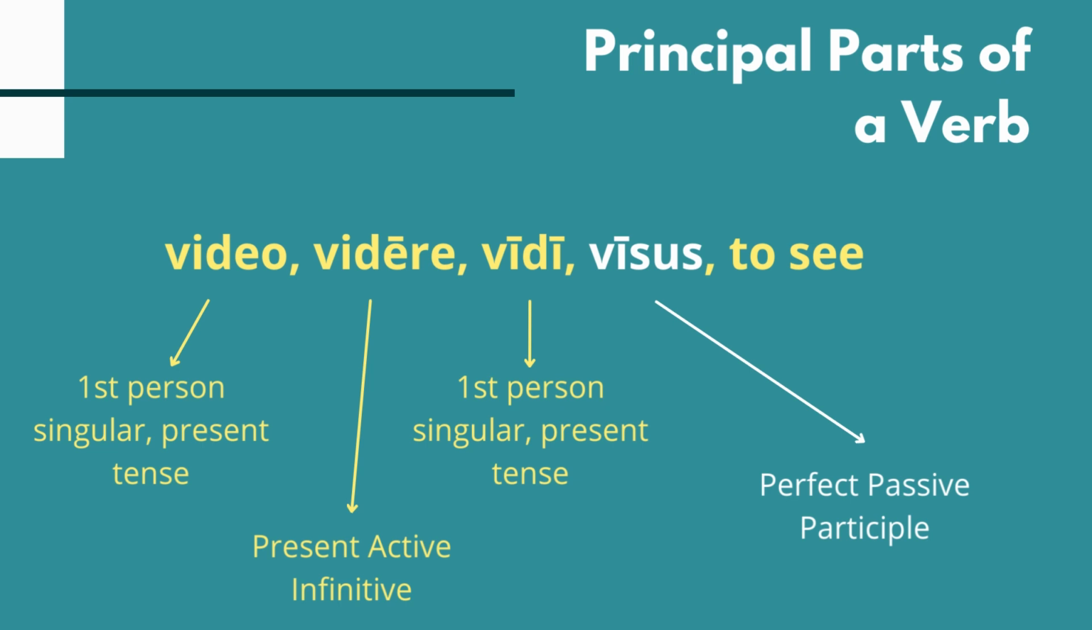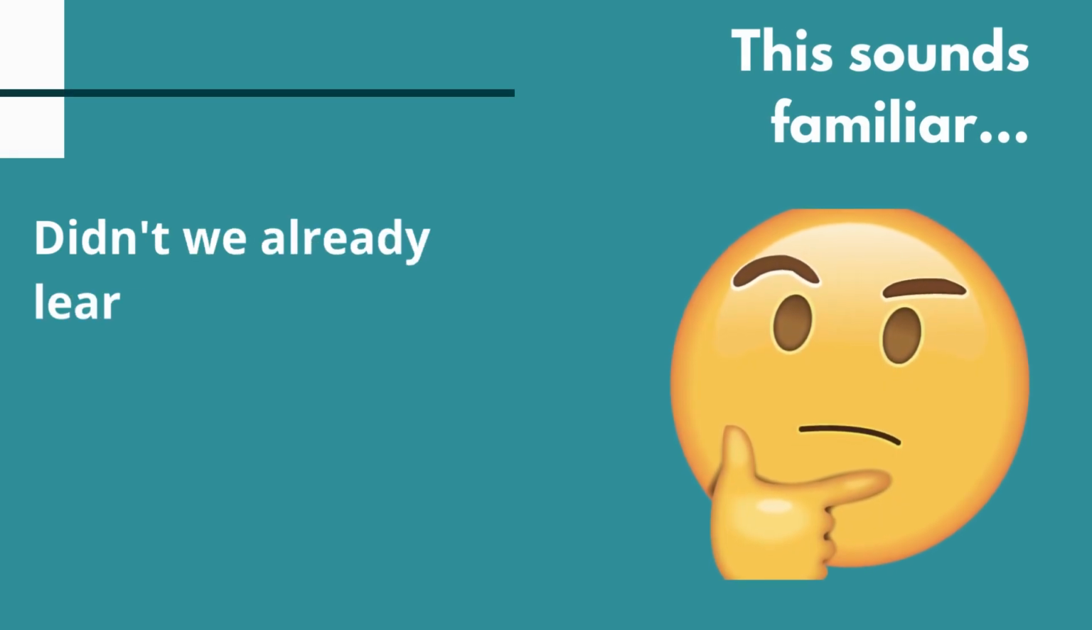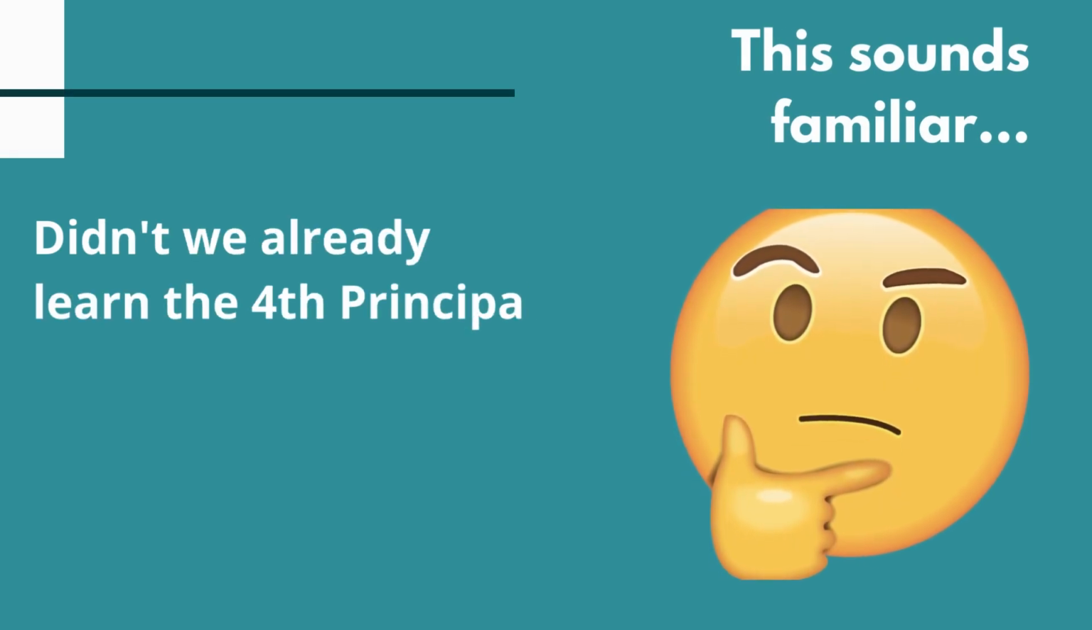It's a participle, but we've used it in another way so far. But you want to just think about what the different pieces mean. And again, this should sound familiar because we've already seen the fourth principal part. We already learned it, right? Back in chapter 32. So this should be something that sounds very familiar to you.